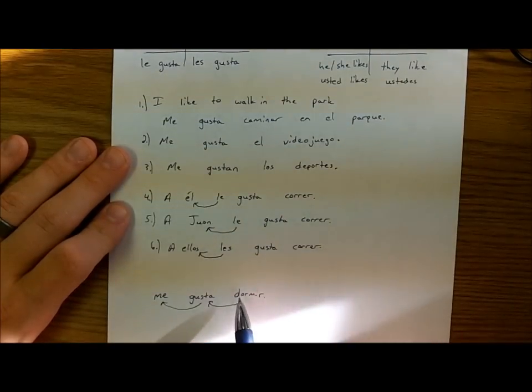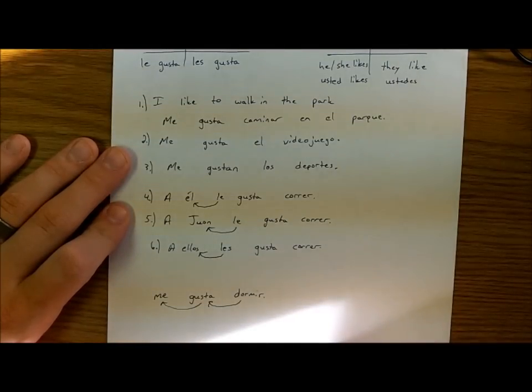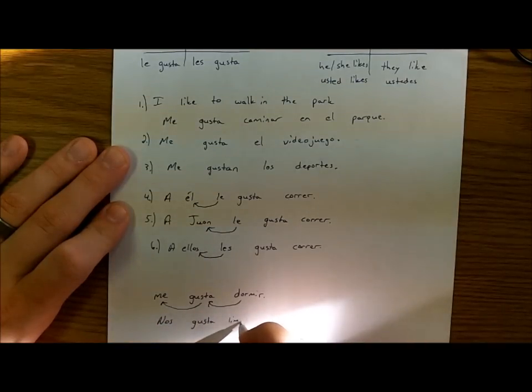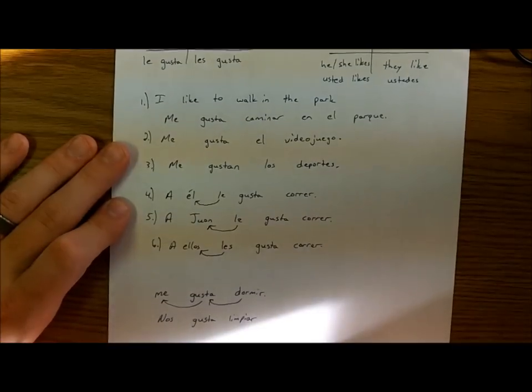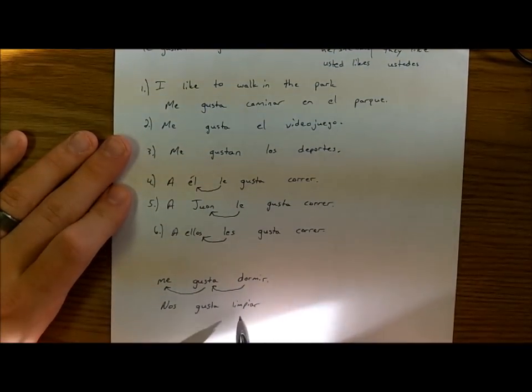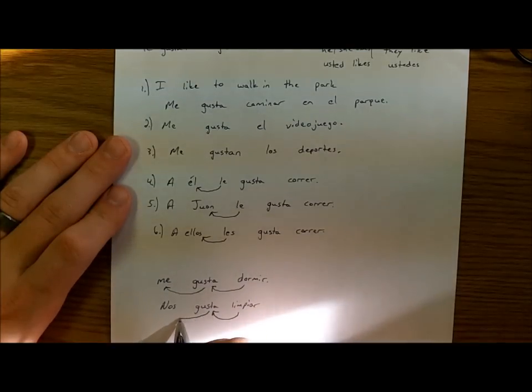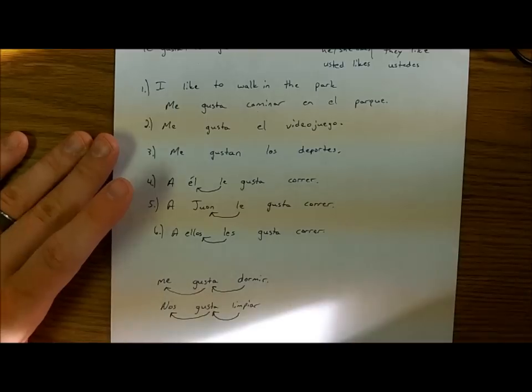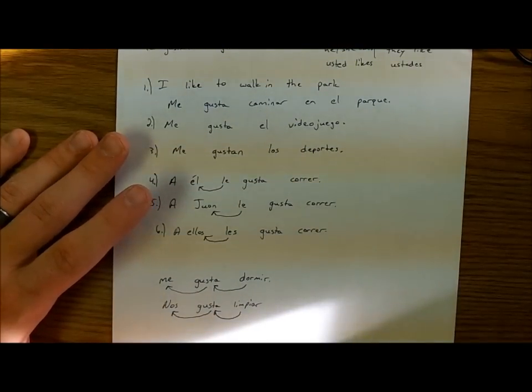Alright? So when you have gustar, it's going to be something is pleasing, and then whatever subject: to me, to you, to he or she, to we, or to they. So to give you another example of that, how about nos gusta limpiar? Okay? So limpiar means to clean. So we're literally saying cleaning is pleasing to us. And that's what we're talking about when we have a literal translation.